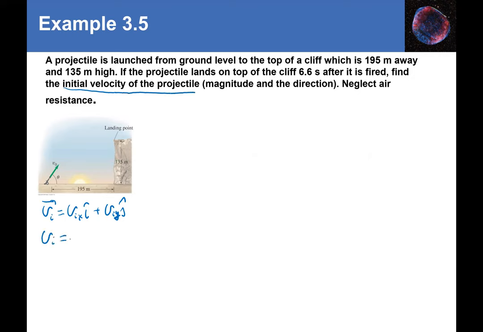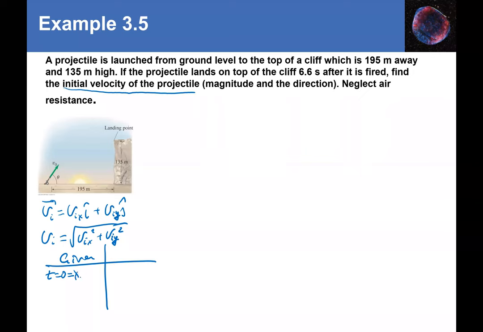That means I want to find Vi from its components, Vix squared plus Viy squared. That's how I'm going to find it. My goal will be to find the x and y components, and then I can find the magnitude. Now, what I'm given here is this. Taking t equals zero, x initial and y initial to be zero, then I have x final as 195 meters, y final as 135 meters, time as 6.6 seconds, and then our regular ay equals negative g and ax equals zero. And I want to find V initial in terms of its magnitude.